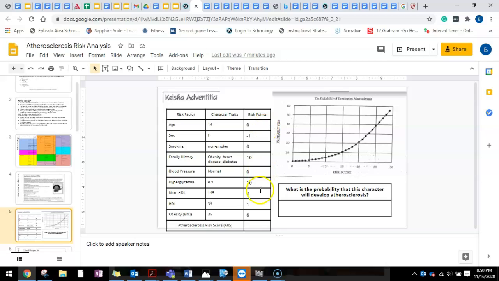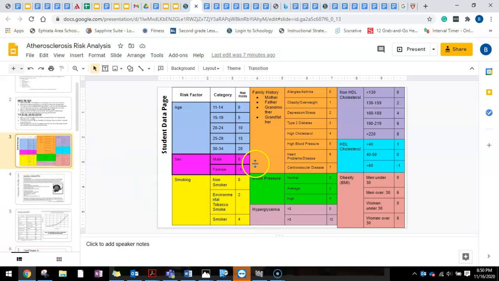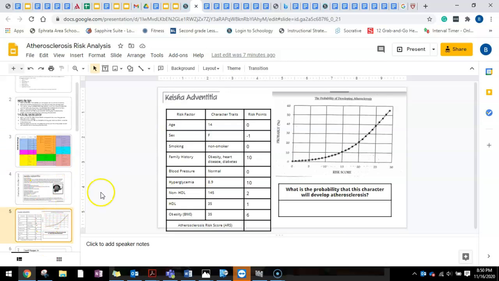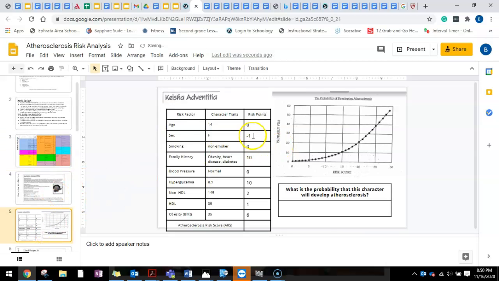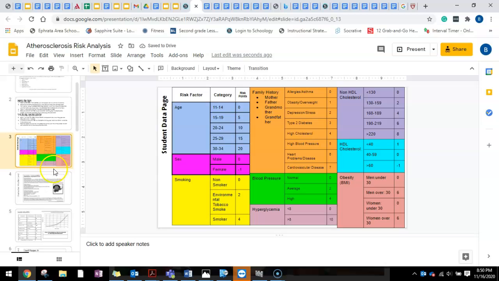So these risk points is where the student data page comes in. So depending on what category she falls in determines her risk points. So for example, she was 14, so that's why she got 0 points for age. For gender or sex, she is a female, so she got a -1. Smoking, she's a non-smoker. You will notice that's a 0.